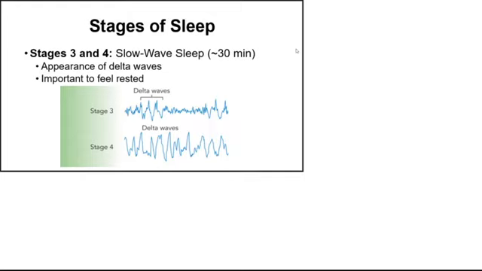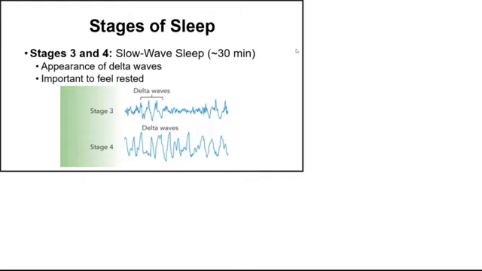And so our distinction between stage 3 and stage 4: stage 3 is when we start seeing delta waves, and stage 4 is when it's almost entirely delta waves. That's the distinction they make there. If you were a sleep scientist, I'm sure you'd have other things that you care about, but that's the one that we're going to be looking at.